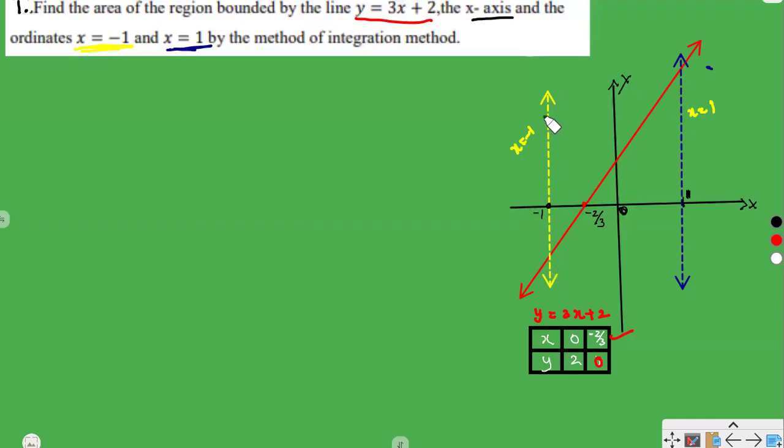This yellow line you see is x equals minus 1. A line parallel to the y-axis, cutting the x-axis at minus 1, is x equals minus 1, and x equals 1.